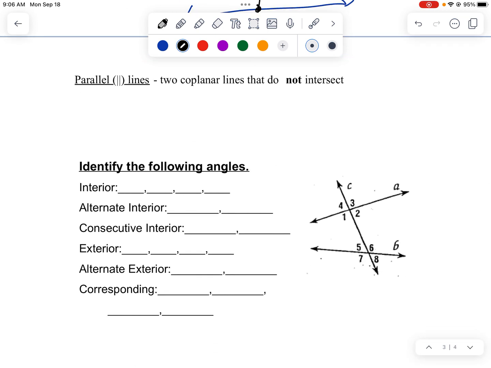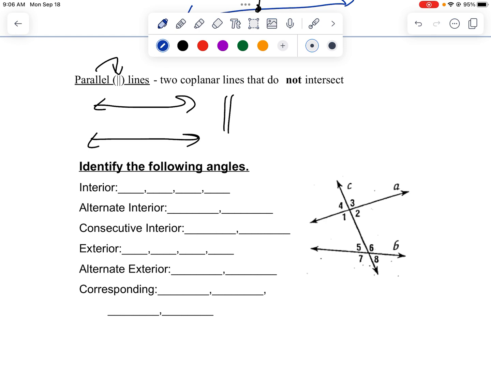Parallel lines are lines that do not intersect. You've heard of parallel lines before, all right? They just go on forever and ever and they don't intersect. Parallel, use that symbol there. It looks almost like an 11, all right, it's just two vertical lines next to each other.